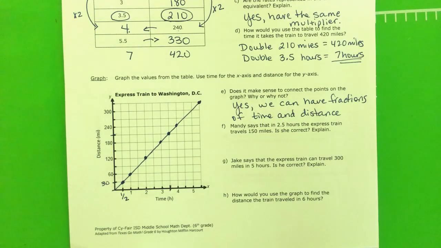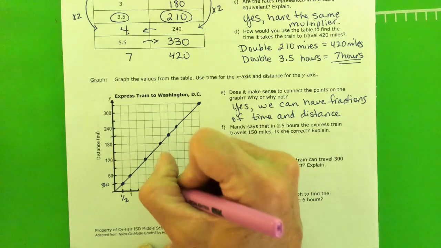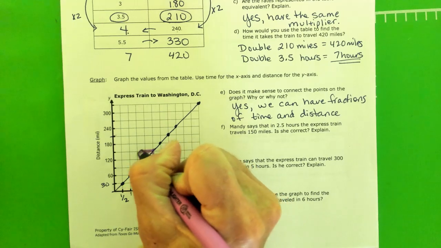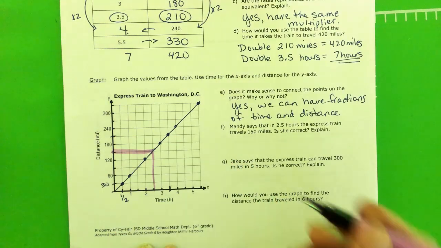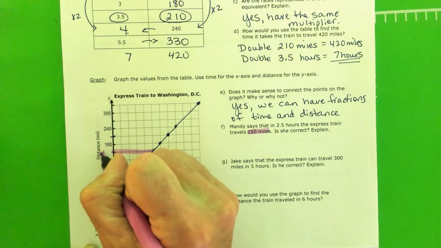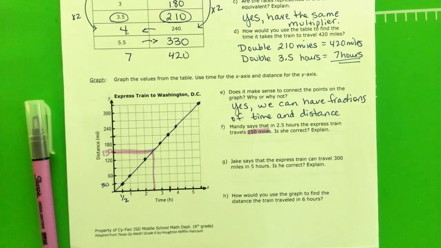Mandy says that in 2.5 hours, the express train can travel 150 miles. Is she correct? Well, the greatest thing about having a graph is you don't have to do math, because I like to avoid doing math. Let me see real quick. Give me a second. Okay, I went back to my desk to get a highlighter. So if I use my highlighter and I find 2.5 hours right here, and I follow it right up to this trend line that we created and carry it over this way, it's between 120 and 180. Is that 150? 120, 130, 140, 150. Yes. So that is 150. So is she correct? I'm going to say yes.